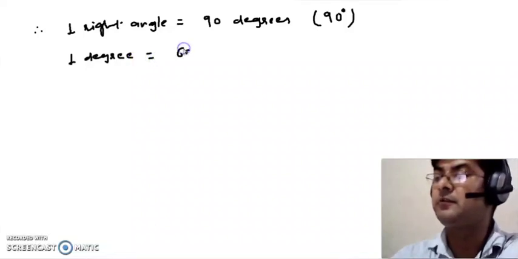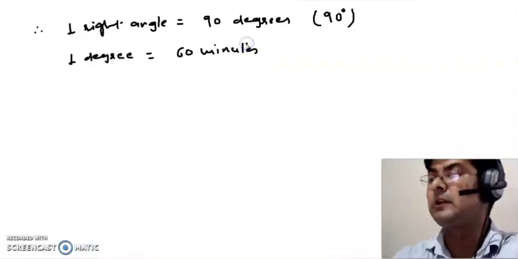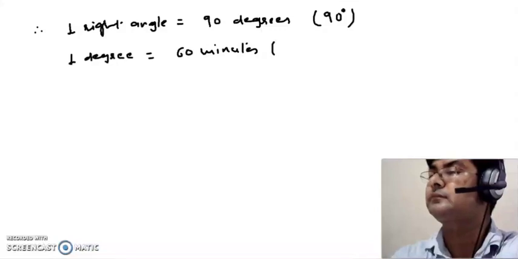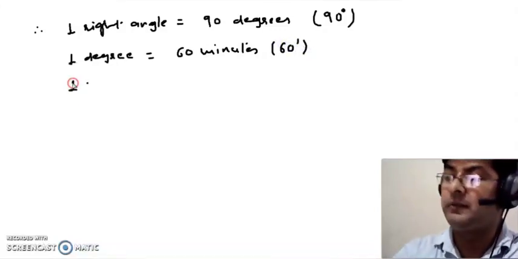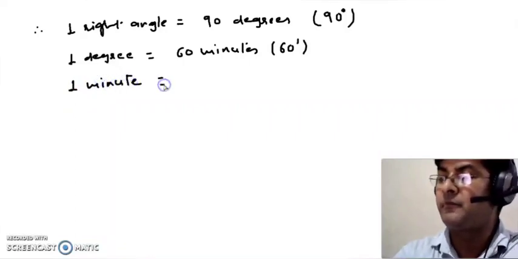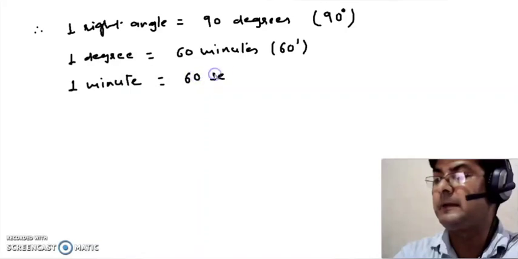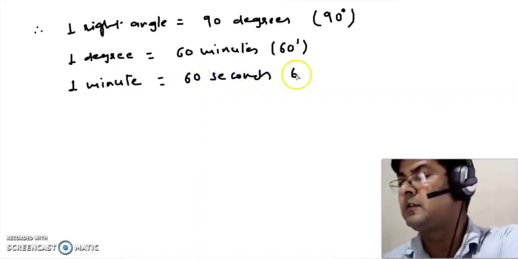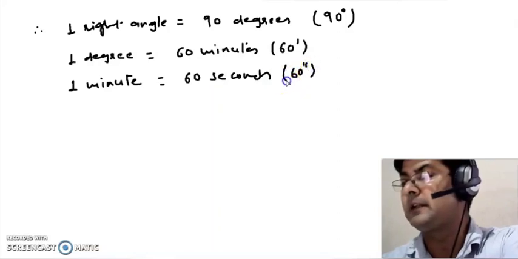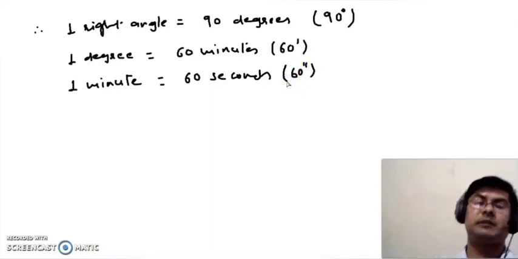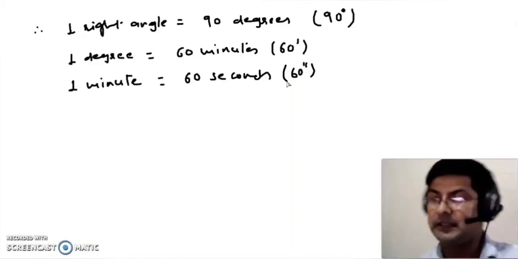we have 60 minutes. Okay, and in 1 minute we have 60 seconds, like this. Clear? So this is the relationship between the degrees, minutes and seconds.